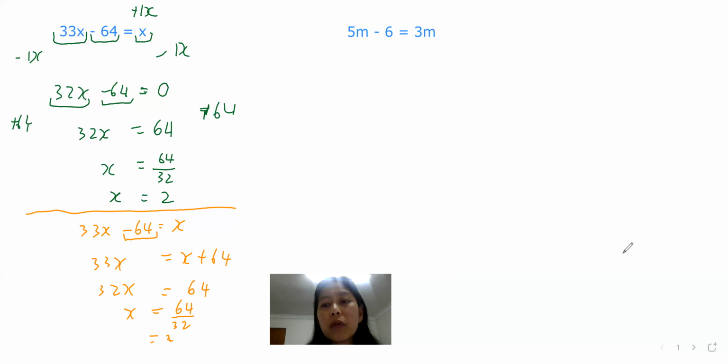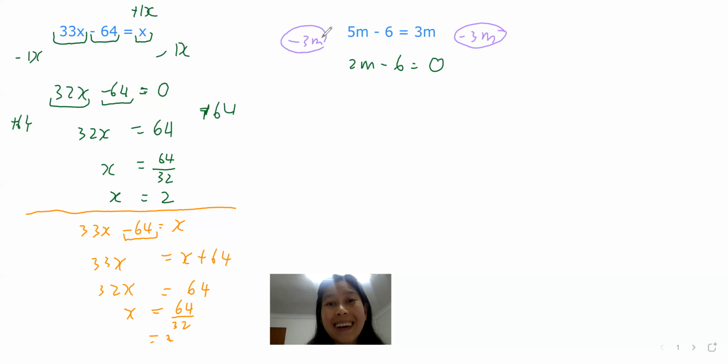For example, the student who likes to gather the 3m together: minus 3m. I didn't write it down anymore, but maybe I'll still write out what I'm thinking in my head here. Minus 3m and then minus 3m on this side. After you're familiar with this process, you don't need to write it down, but I'm writing it down to explain to you what is actually happening.